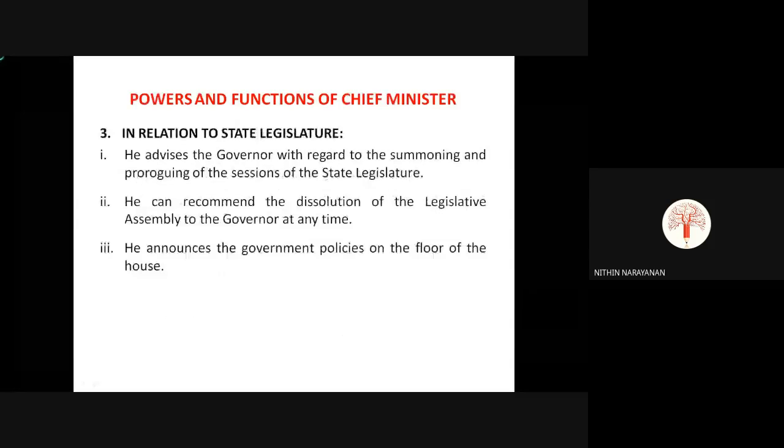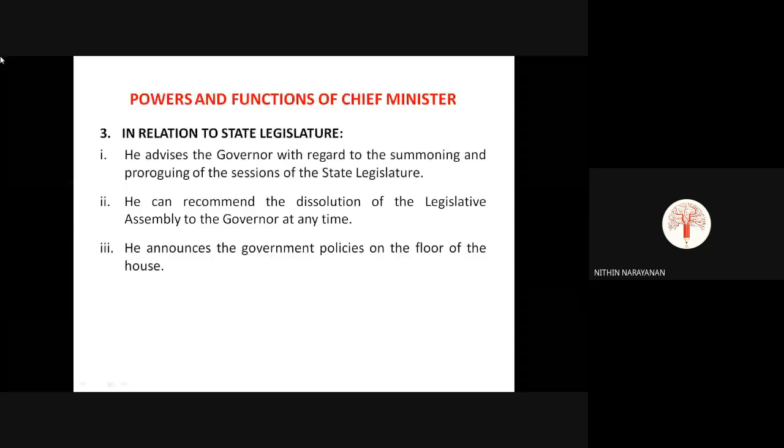Then in relation to the state legislature, what are the powers? He advises the governor with regard to the summoning and proroguing of the session of the state legislature. The governor has the power to summon or prorogue or even dissolve the state legislative assembly. Before doing so, he will be seeking advice from the chief minister. So in relation to the state legislature, the chief minister has an important function.